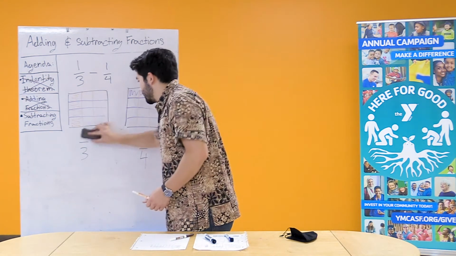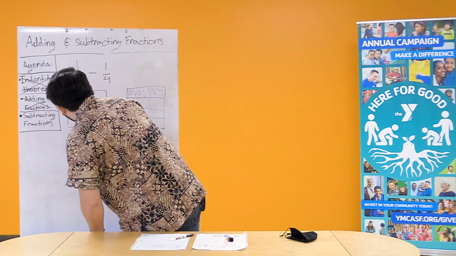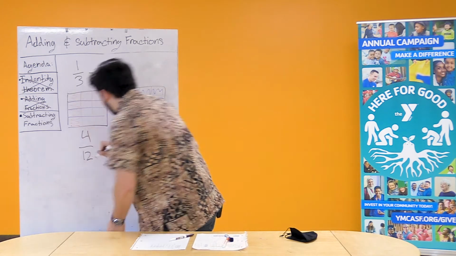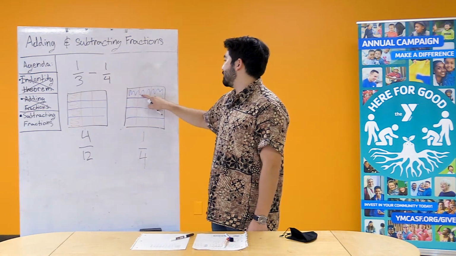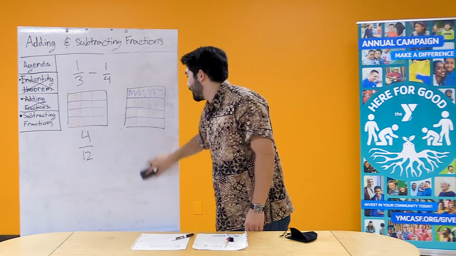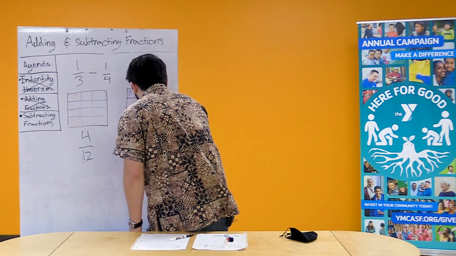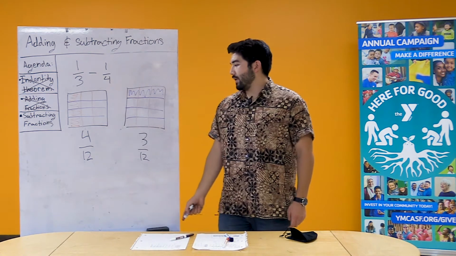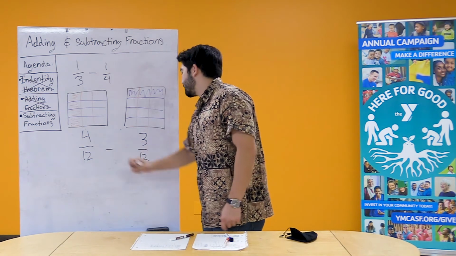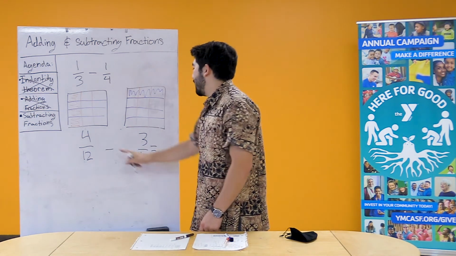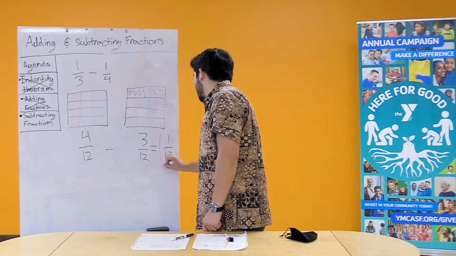Let me erase this 1/3. We have 4 out of 12. And then we're going to count the boxes over here. We have 1, 2, 3. Going to erase this. We have 3 out of 12. So now we have fractions with like bottoms, 12 and 12, so we could subtract straight across. 4 minus 3 is going to be 1 over 12.